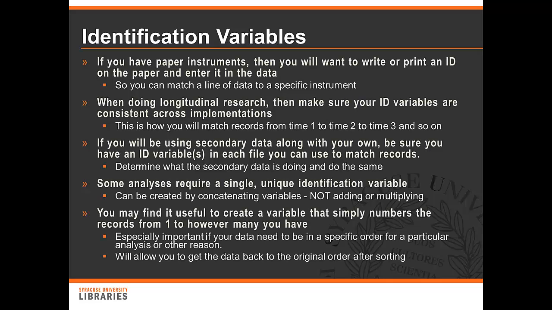Regardless of what identification variables you might have, you may find it useful to create a variable that simply numbers the records from 1 to however many you have. This is especially important if your data need to be in a specific order for a particular analysis or other reason. Having this variable will allow you to get the data back into the original order after sorting.